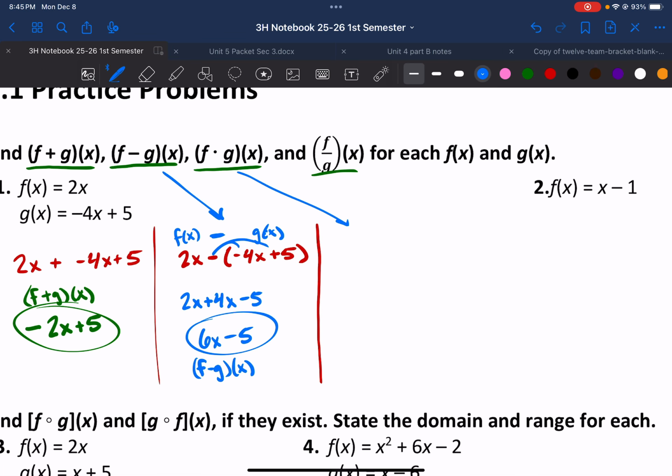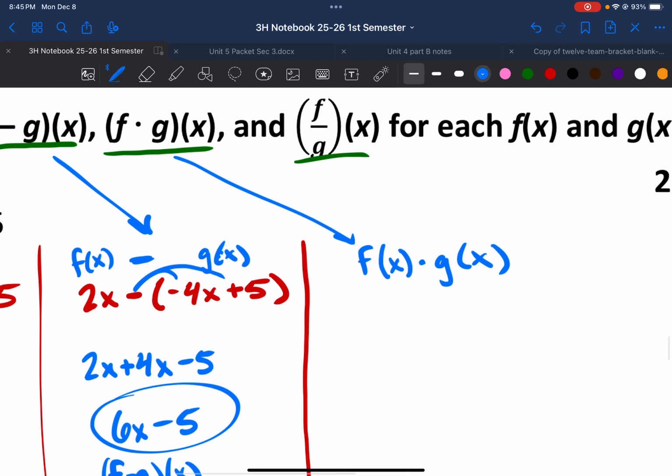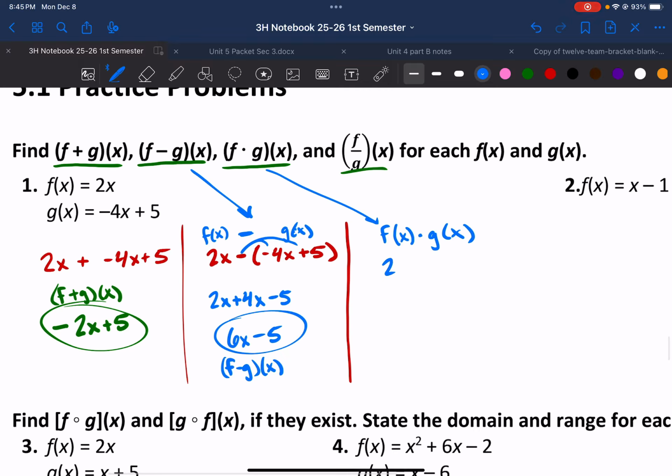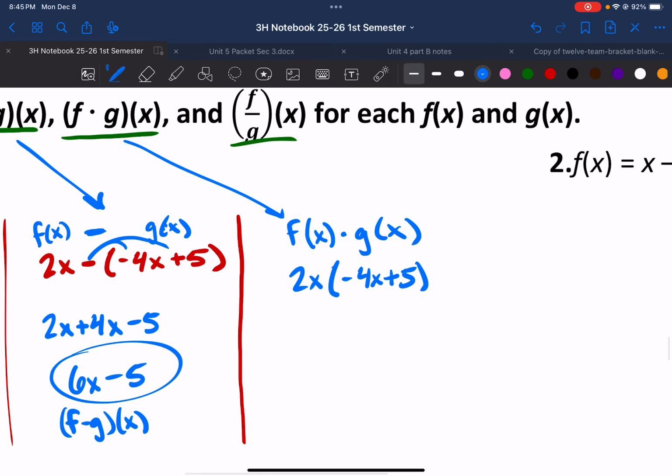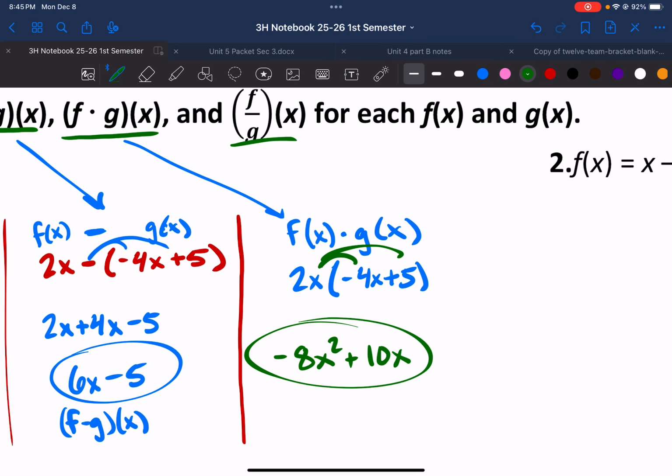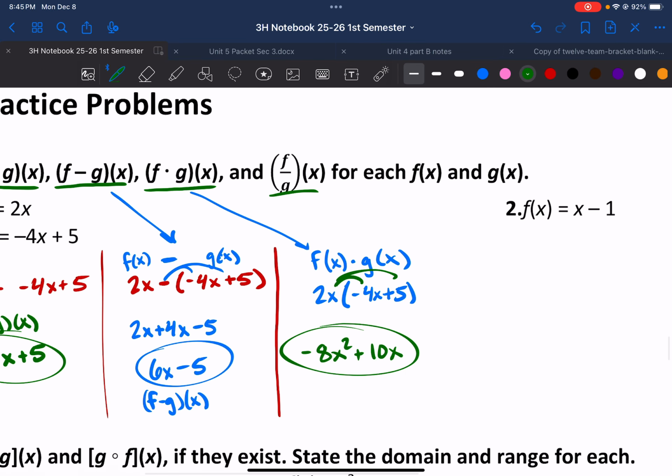Let's multiply. F of x times g of x. That's what we're doing here. F of x is 2x. G of x is negative 4x plus 5. Okay? Multiply this in. Negative 8x squared plus 10x. Those are the two equations multiplied together.